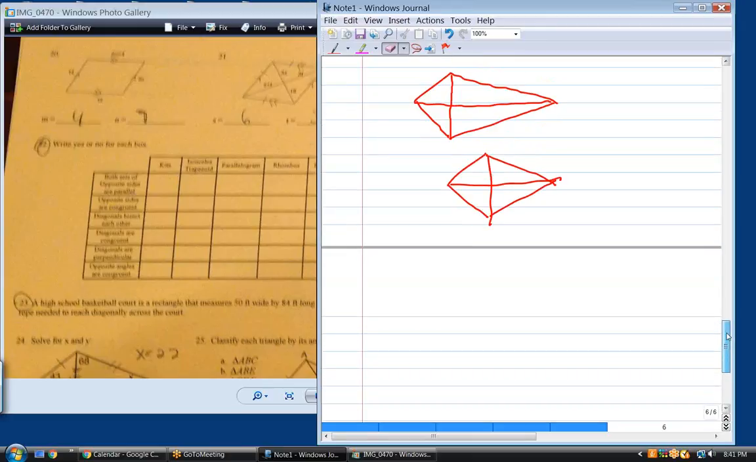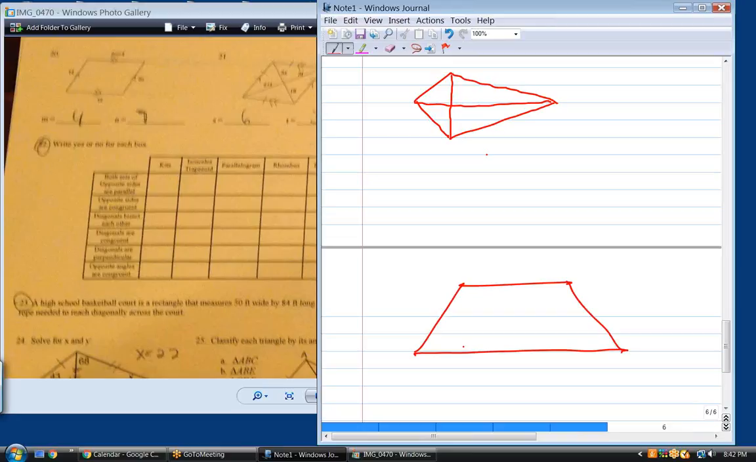Actually, I should have looked at the long one. In other words, if you look at this long one, you can see that this full angle is not the same as that full angle. So it's a definite no there. Isosceles trapezoid. Is this angle 1 equal to angle 2? No. No. So we got a no there.